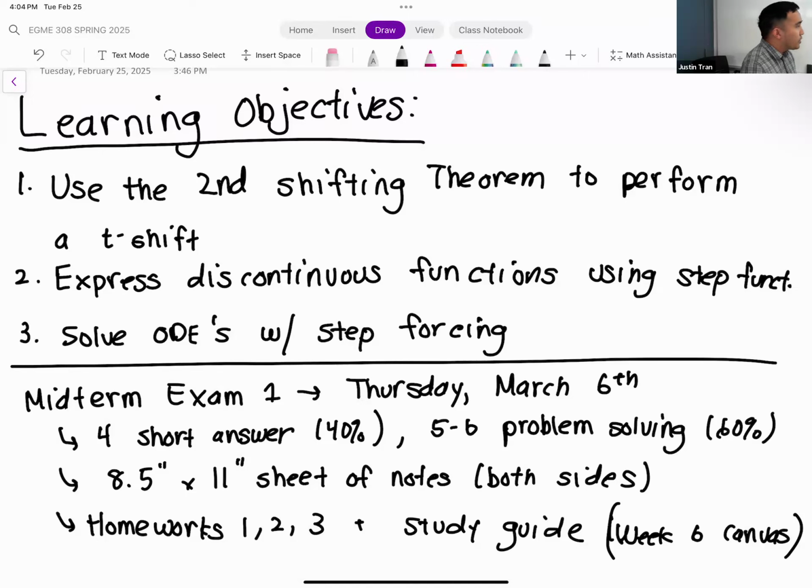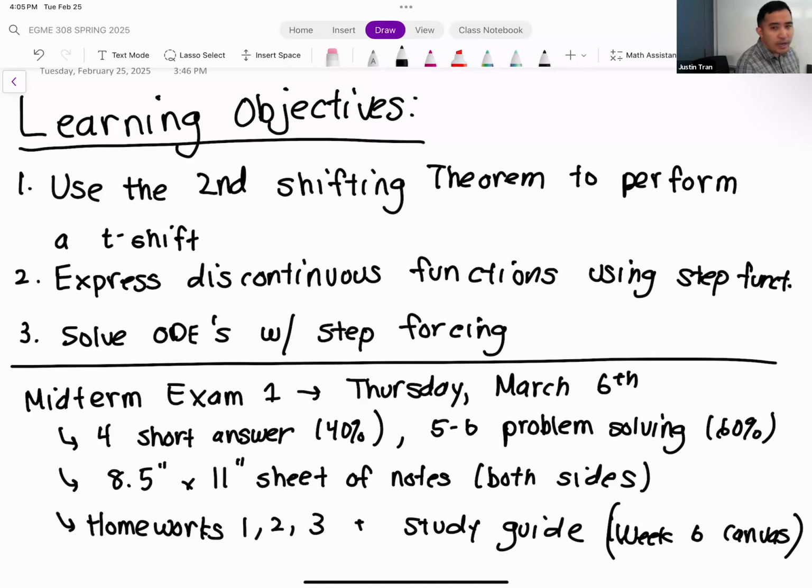The way I would study those homeworks is not just to look at the solutions, but to actually try to redo the problems yourself. By the way, I am going to post the solutions for homeworks 1 and 2 this week. And then homework 3, I'll probably post a solution for that early next week.